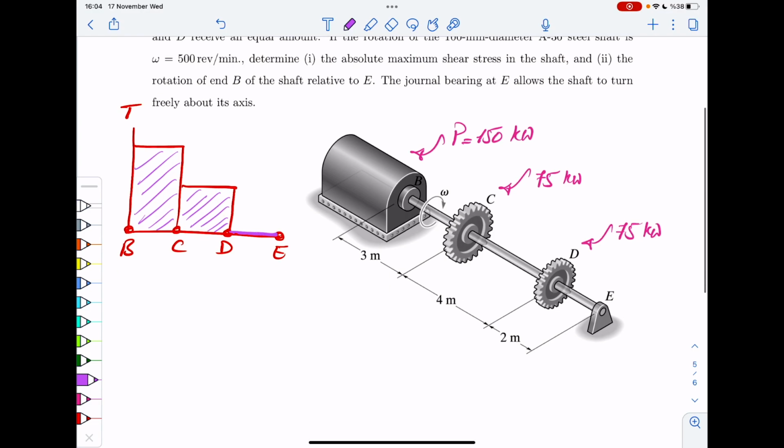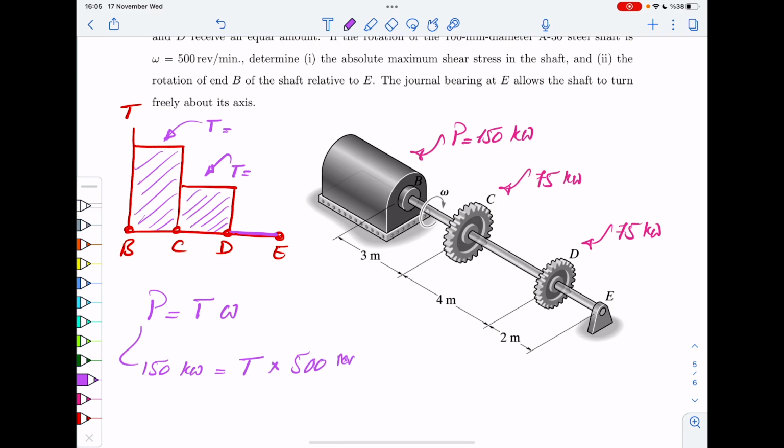Okay, so this is how that internal torque is distributed. Now, what are those numbers? I just drew it, but what is this T itself? To answer that, we need to use our formula again: P equals T omega. We know the power. Between B and C, for instance, the power is 150 kilowatt. Then we can calculate T for that given omega, or rotational velocity, which is 500 rev per minute.